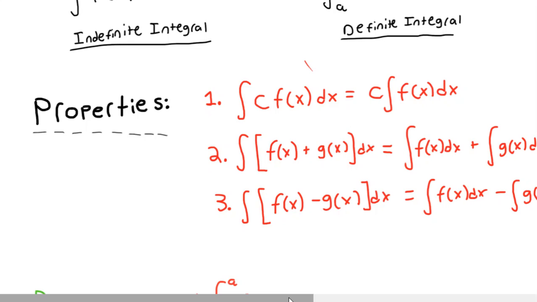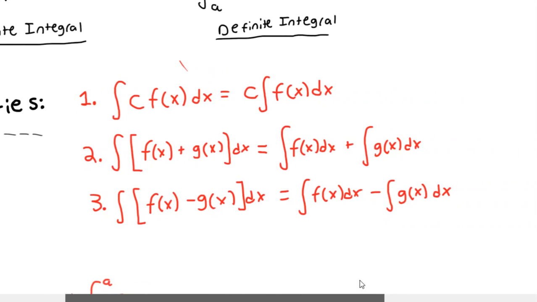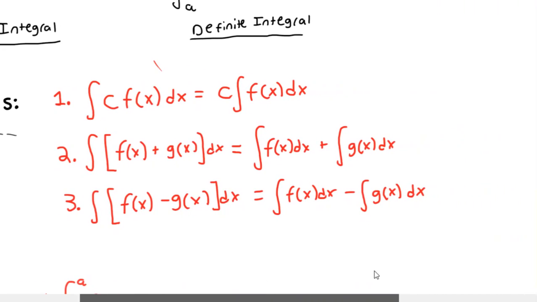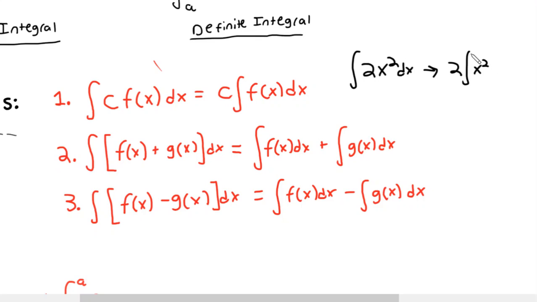And these are very similar to properties of derivatives. So let's look at these. Basically, number one states that if you have a constant out front of your function, let's say I had 2x squared dx, then I can just bring that 2 out front. That's all it really means.